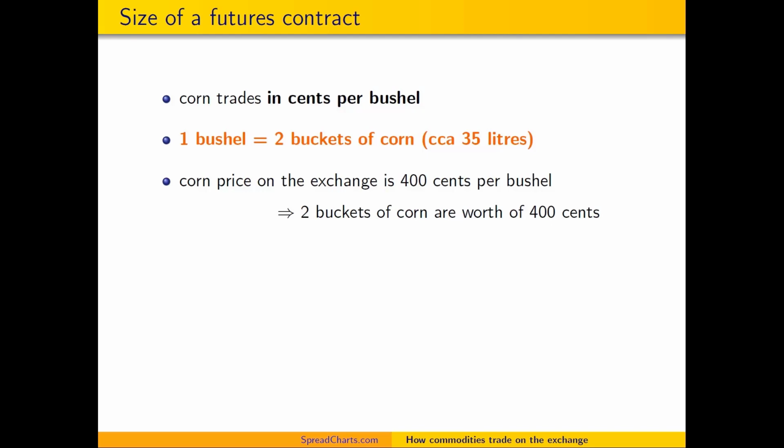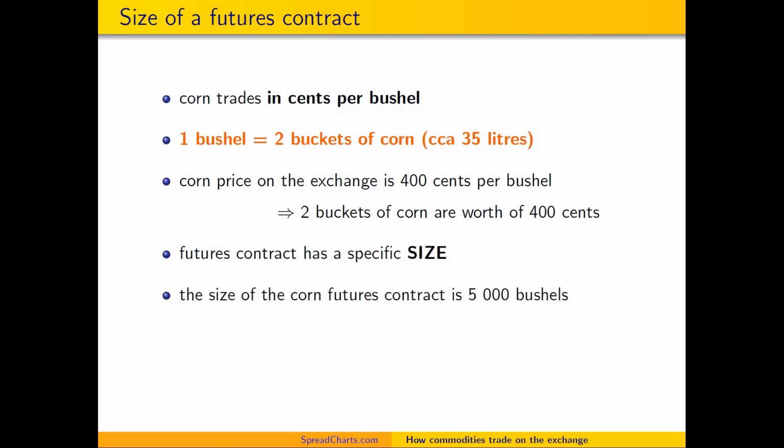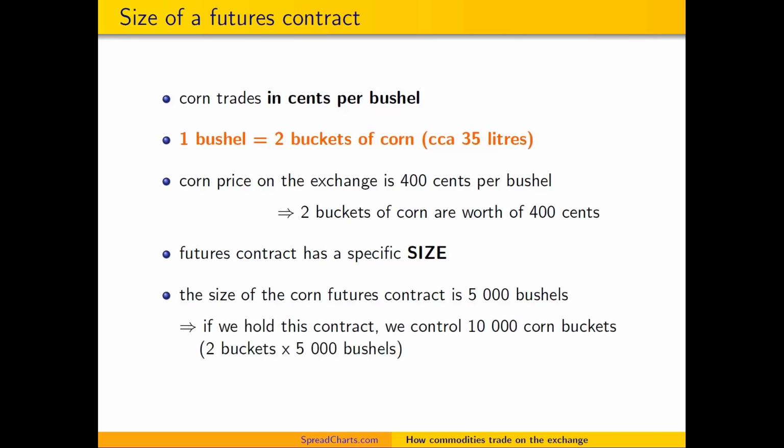But we do not trade just 2 bushels of corn. The futures contract has a specific size and it's not just 1 bushel. For corn, it is 5,000 bushels. What does it mean? If we buy or sell 1 corn futures contract, we actually control 10,000 buckets of corn. That's a wagon full of corn. The point is that futures contracts are huge.